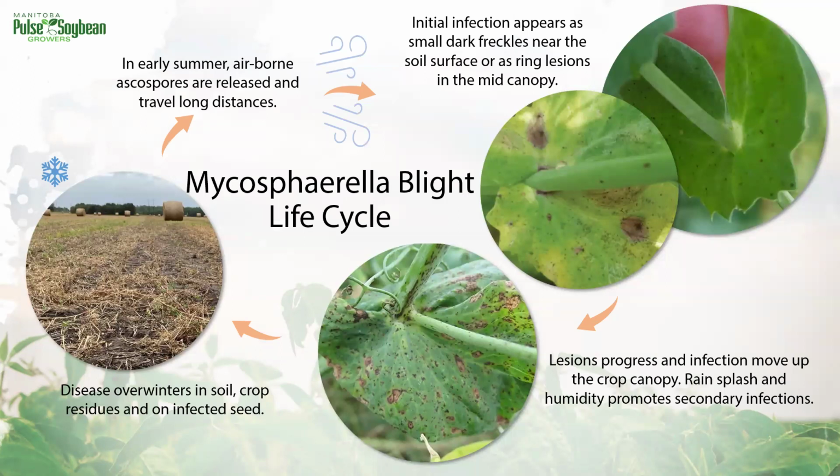Over summer, these lesions expand and secondary infections by rain splash and high humidity move the infection up the crop canopy. And then after harvest, pea residue, soil, and seed can carry on the disease life cycle. Fungicides are applied around flowering when these initial infection symptoms are popping up to limit disease spread up the canopy.